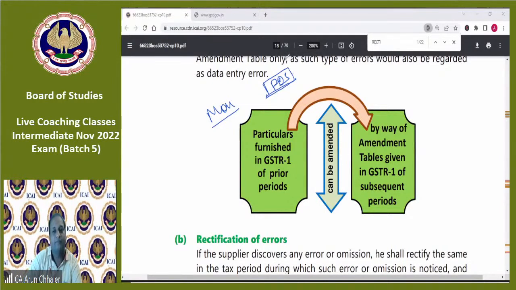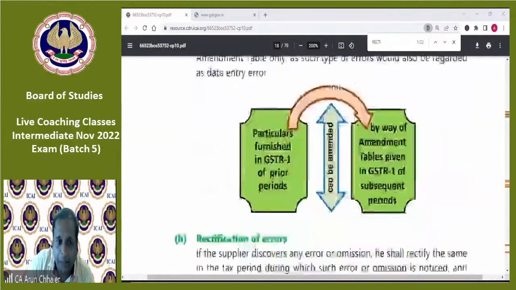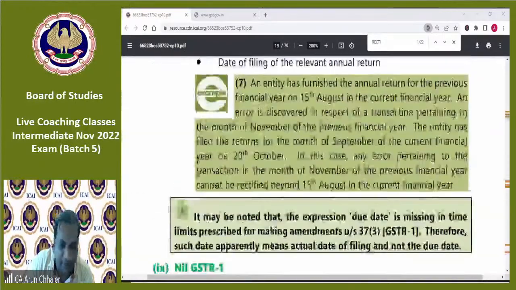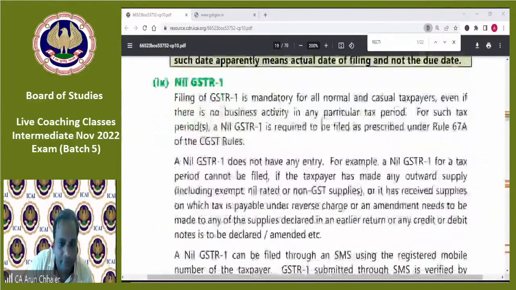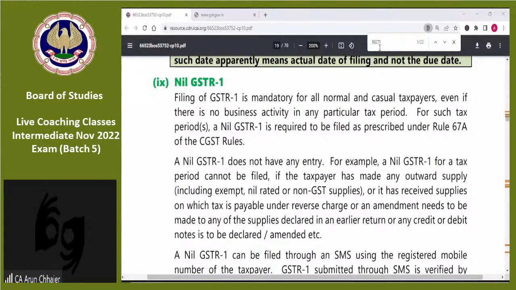Clear? Kindly confirm. The amendment part is clear. Also the rectification part we have completed. Till now, if you have any question, kindly ask. So we have completed rectification, amendment, and content of the GSTR1. Please confirm if you have any doubt.